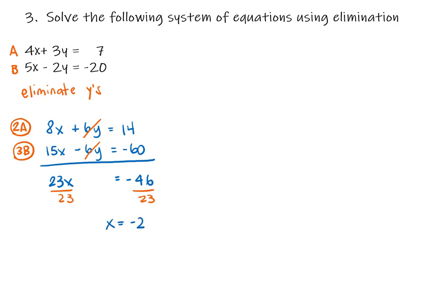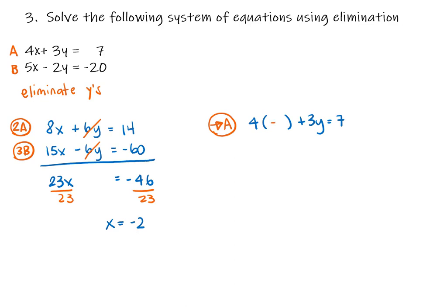Now we have a choice. We could now do the same steps, but to eliminate the x's, and that way we could solve for the value of y, or I could take this value and substitute it into either of the equations to solve for y. Let's go ahead and use substitution at this time. I'm choosing to substitute into equation A, so I'm going to write 4 times parentheses for my x plus 3y is equal to 7.